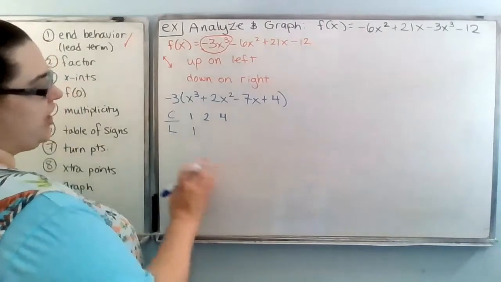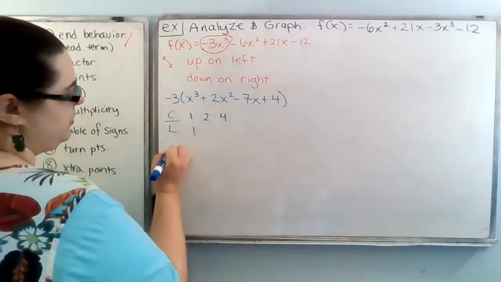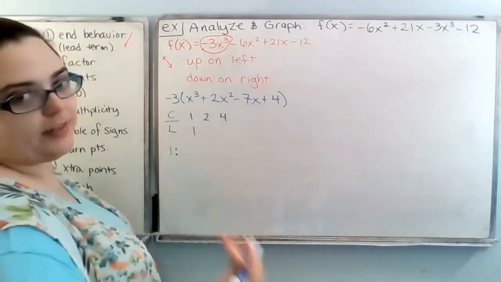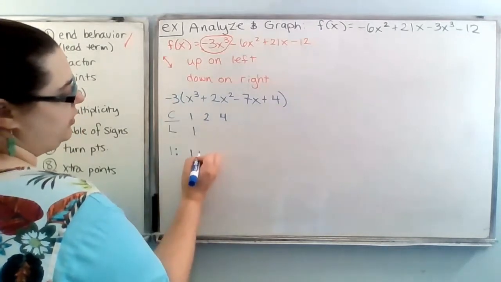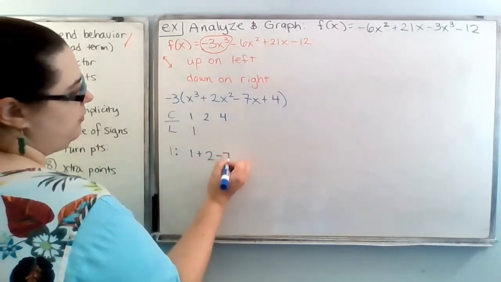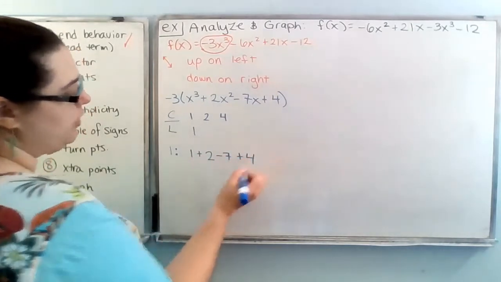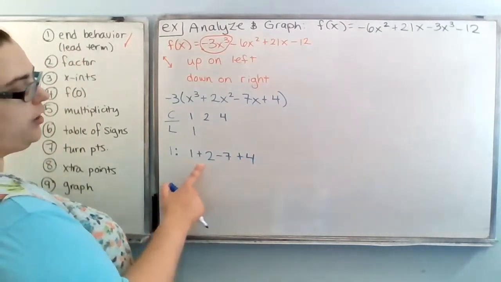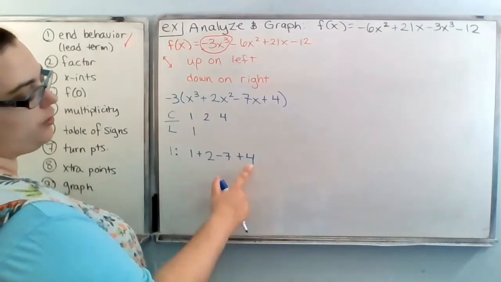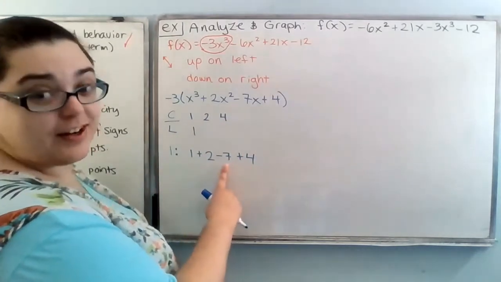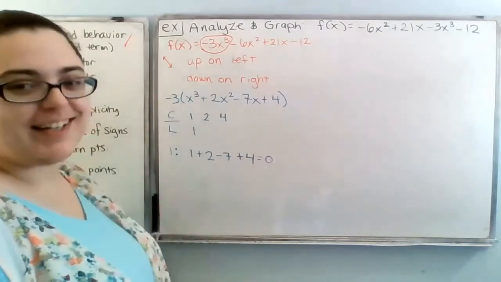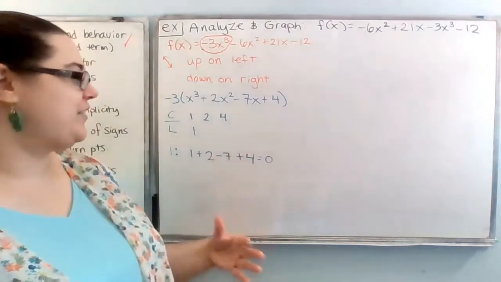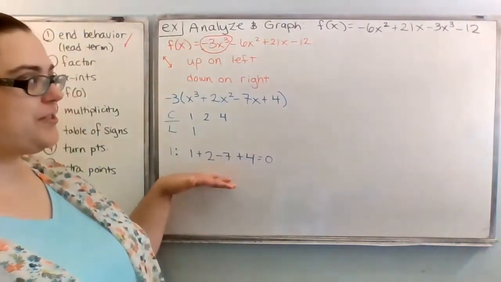So I'm just going to check 1 over 1 to begin with. And I'm going to keep checking until I get one that works. So if I substitute in 1, I'm going to get 1 plus 2 minus 7 plus 4. So 1 and 2 make 3, plus 4 is 7, minus 7. Are you excited? I am, because that is 0. The very first candidate, easy one to check, gave us a rational root.